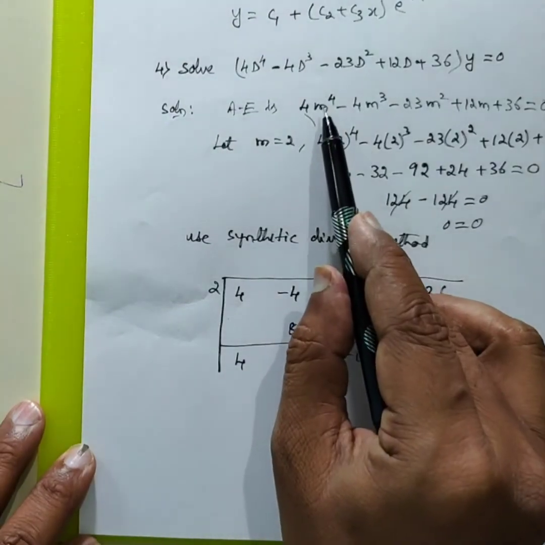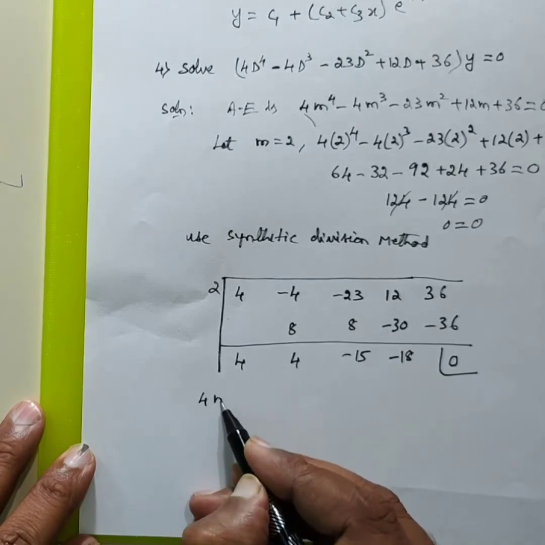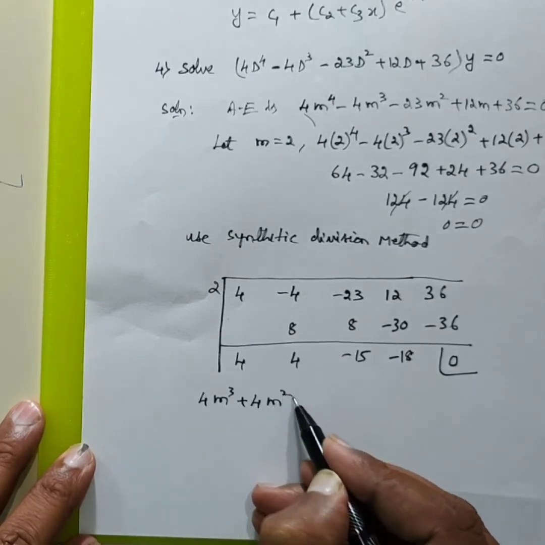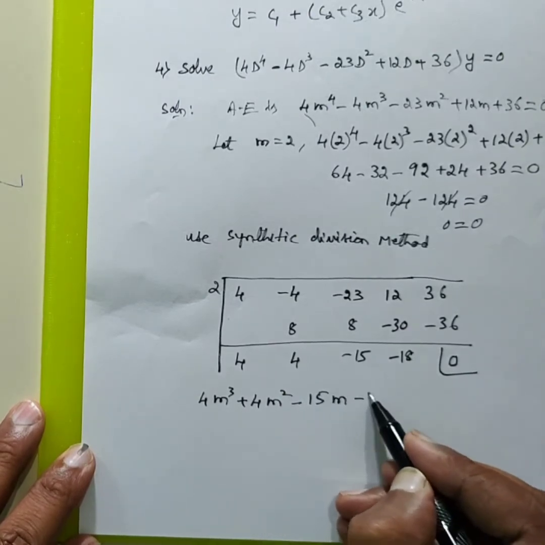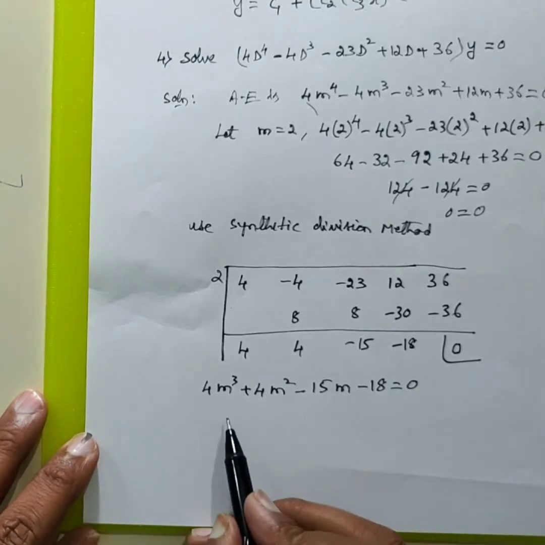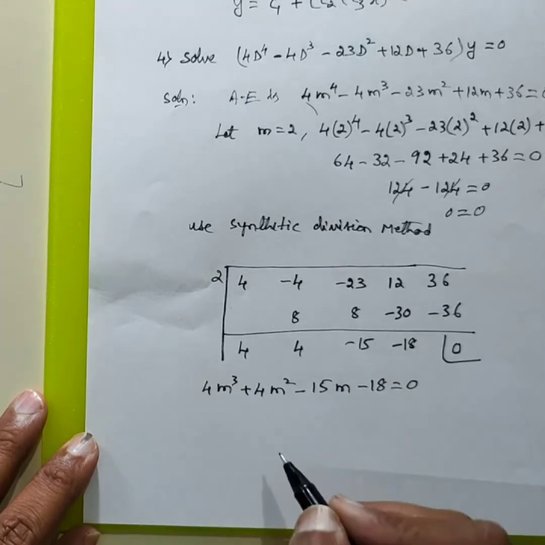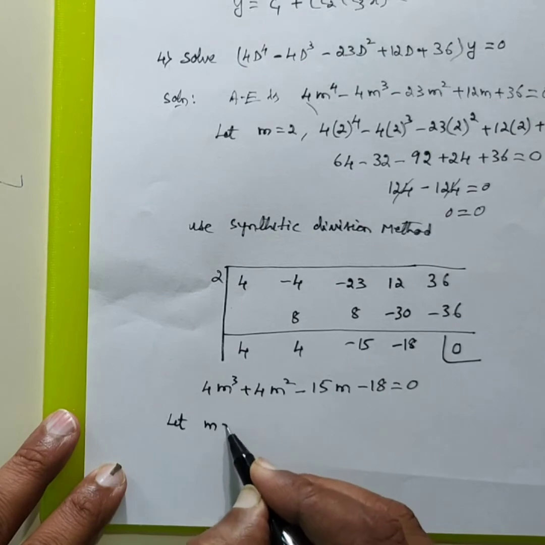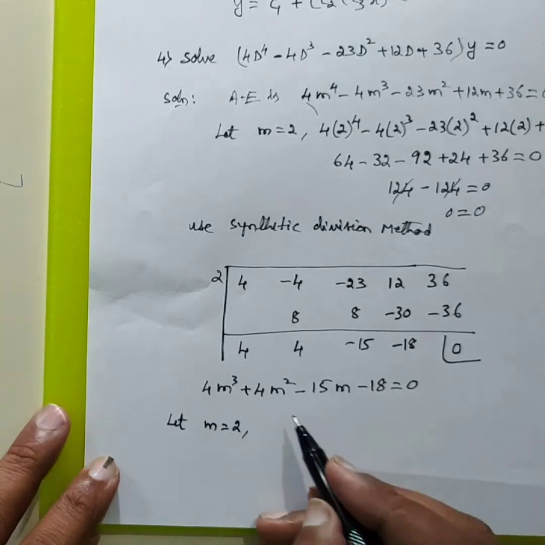Now this fourth order equation will become the third order equation. So this becomes 4m cube plus 4m square minus 15m minus 18 is equal to 0. Right. So once again direct factorization is not possible. Therefore once again we'll go for substitution. So let us try to put the value of m equal to 2 and see whether it becomes the root of the equation.